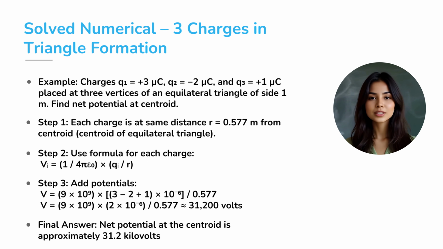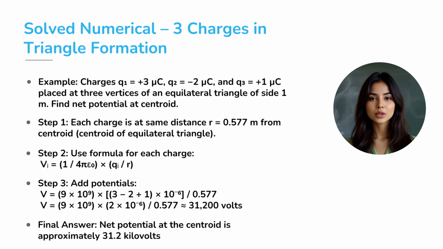Let's solve an advanced level example to tie this all together. Here's the problem. Three charges are placed at the corners of an equilateral triangle of side 1 meter. Q1 equals plus 3 microcoulombs, Q2 equals minus 2 microcoulombs, and Q3 equals plus 1 microcoulomb. We are to calculate the net electric potential at the centroid of the triangle. Step 1. In an equilateral triangle, the distance from each vertex to the centroid is R equals 0.577 meters.